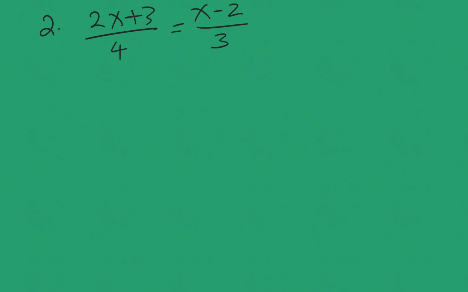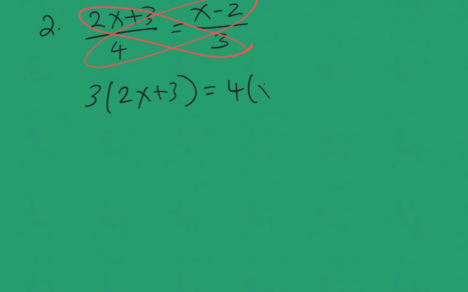In example 2, we have (2x + 3) over 4 equals (x − 2) over 3. So you can see that there are fractions on both sides. We can apply the cross multiplication method here to get rid of the fractions right away. So I end up with 3 times (2x + 3) equals 4 times (x − 2). Remember, we will now apply the distributive property to both sides. 3 times 2x is 6x, and 3 times 3 is plus 9. 4 times x is 4x, and 4 times 2 is minus 8.